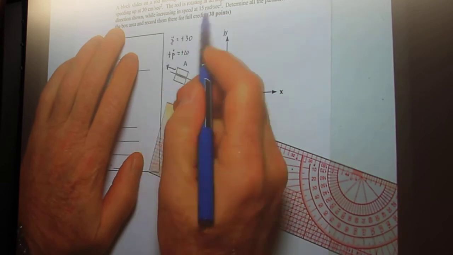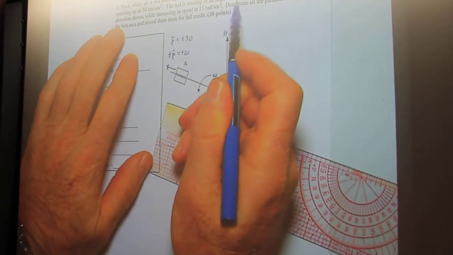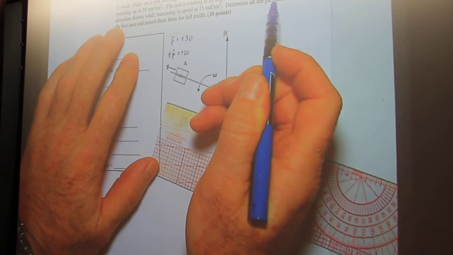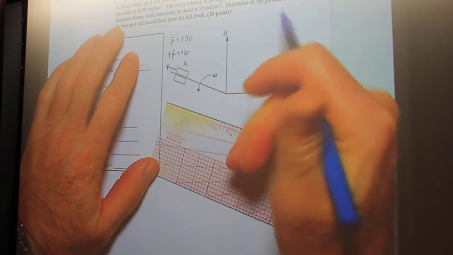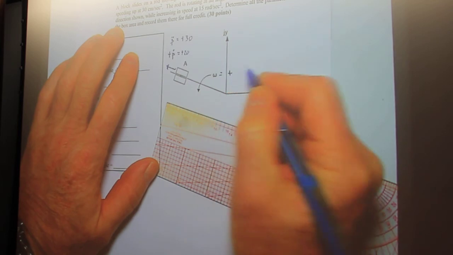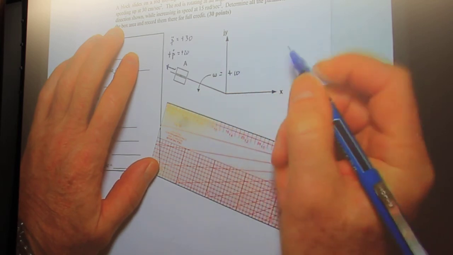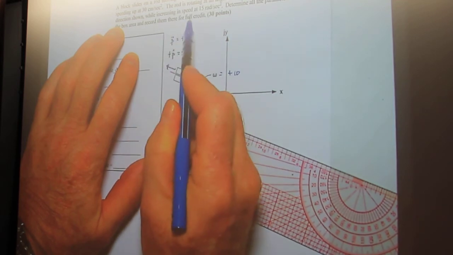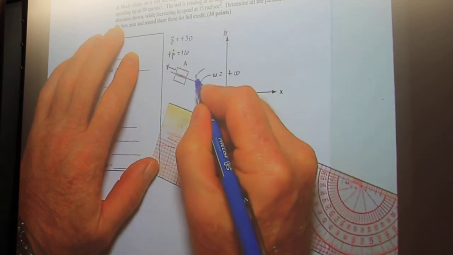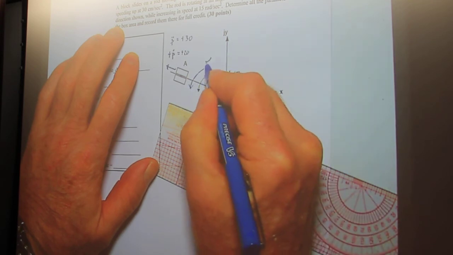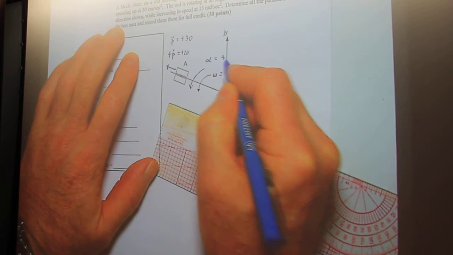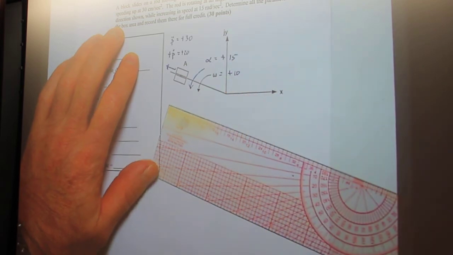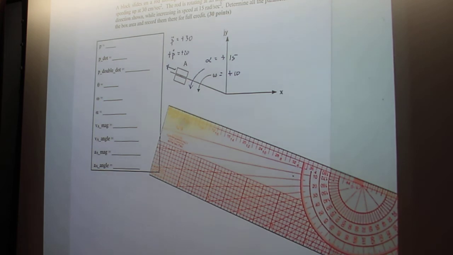Then we continue. The rod is rotating at an angular velocity of 10 radians per second in the direction shown. So I'm showing that omega is equal to a positive 10. While increasing in speed, that means that your alpha value is in the same direction, so your alpha value here is equal to plus 15. Okay? Does everyone follow that? Because I will state the problem in a very similar fashion on the exam otherwise.